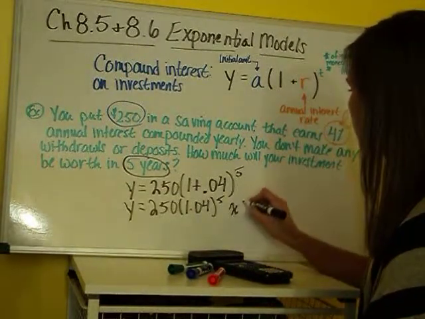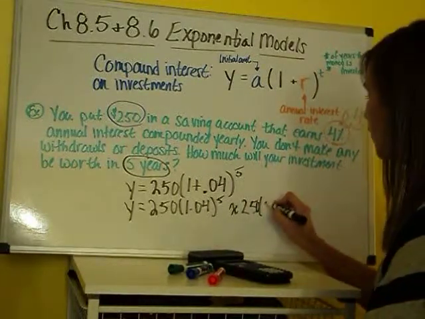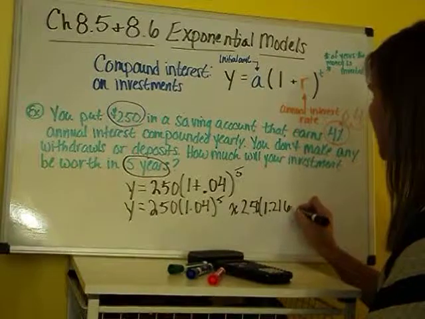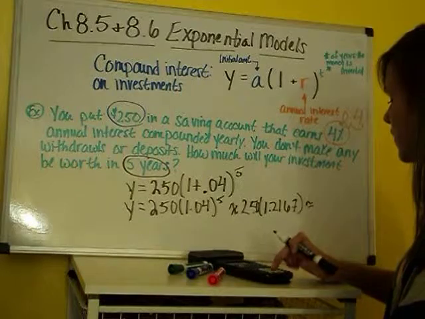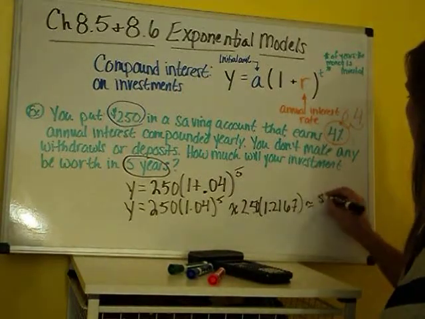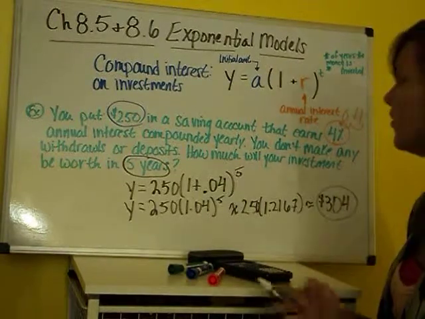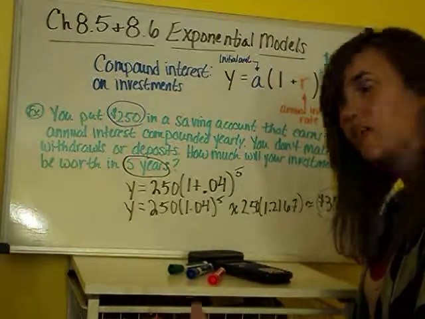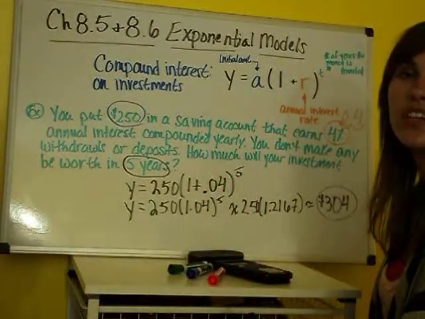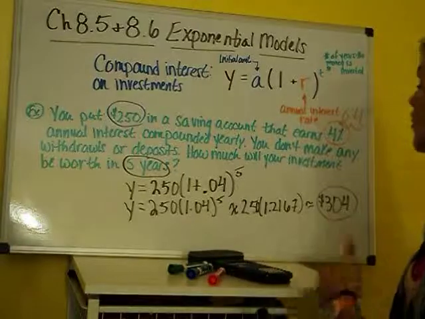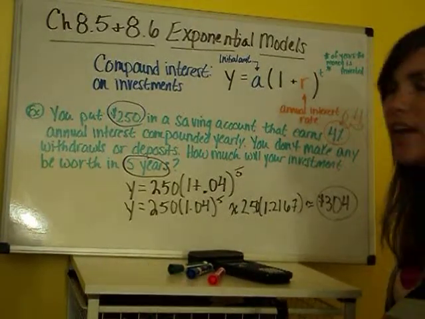which is about 1.2167, and that will give us approximately $304. Okay, so if you just put $250 into an account, you don't add anything extra into an account that gives you 4% interest, after 5 years you will have earned yourself $54 for a total of $304 in your account.